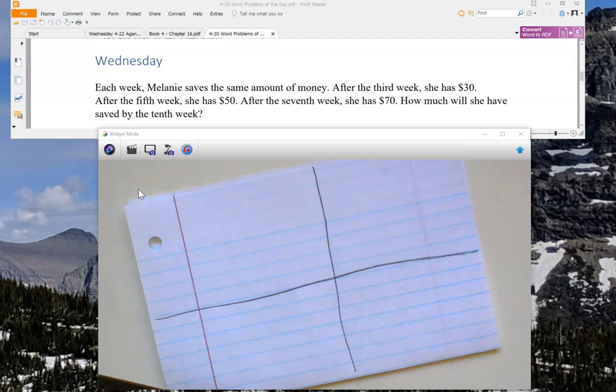Each week, Melanie saves the same amount of money. After the third week, she has $30. After the fifth week, she has $50. After the seventh week, she has $70. How much will she have saved by the 10th week?